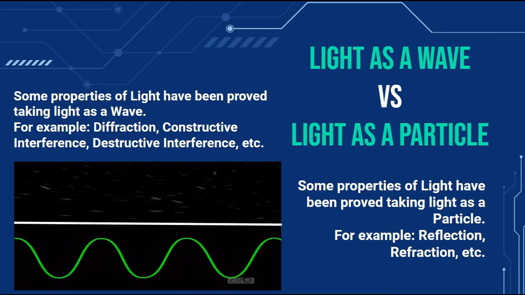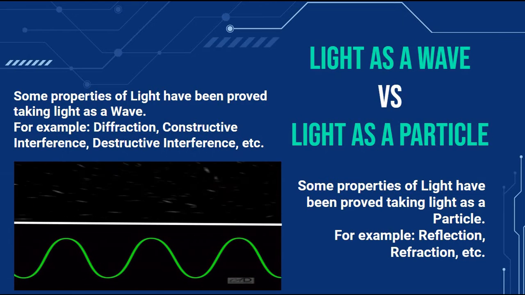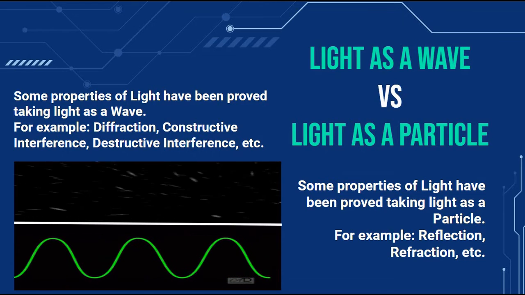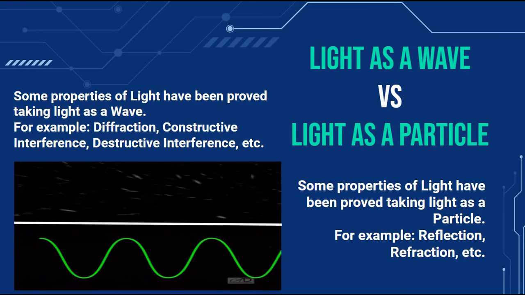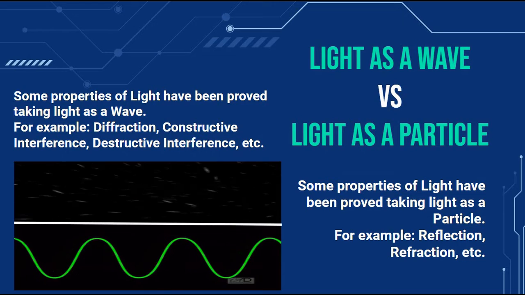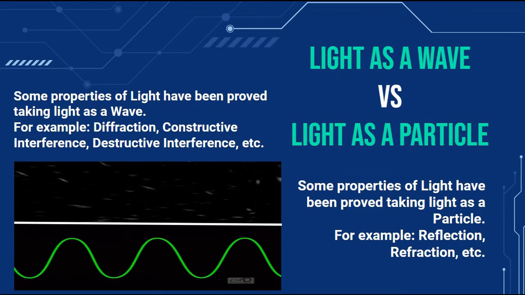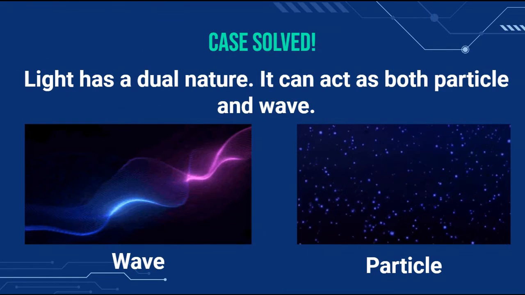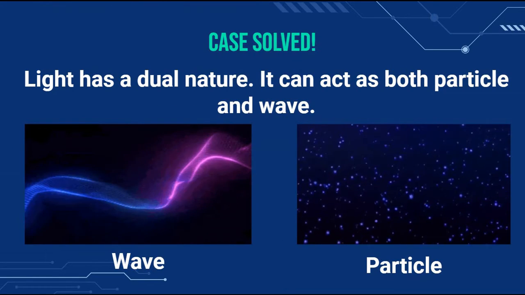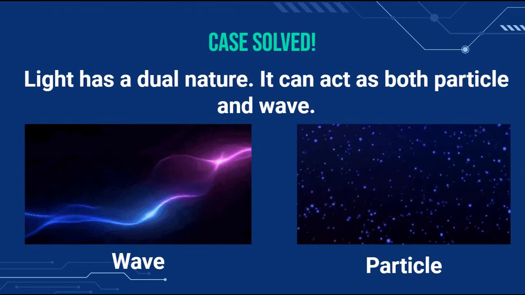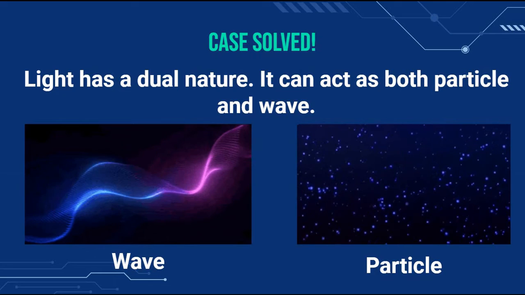So we cannot say which is wrong and which is right. As light is proved in both conventions, as a wave as well as a particle, light is very special, so we should treat it in a different way. So yeah, let's solve this case now. The case has come to its climax. Now the case is solved. Light has a dual nature. It can act as both particle and wave. You can also think about it in your own way.